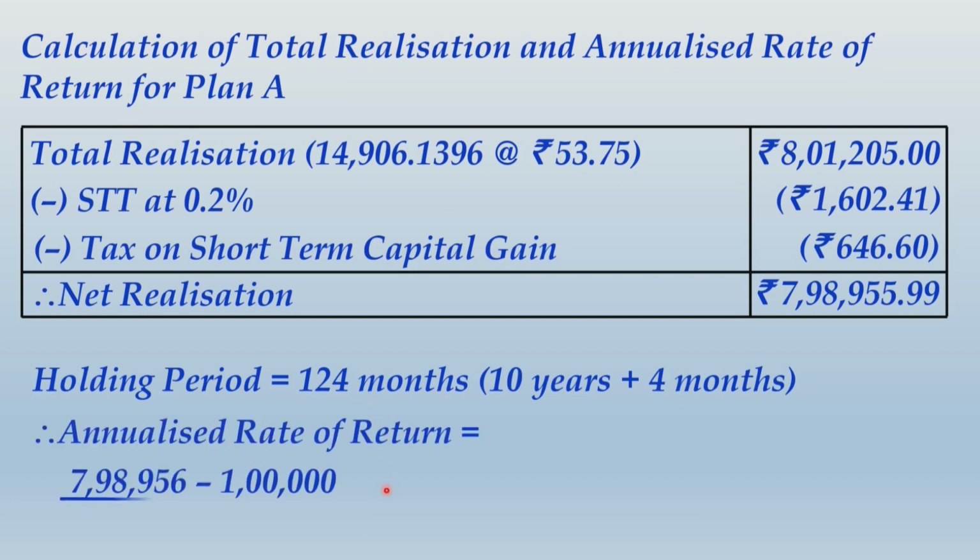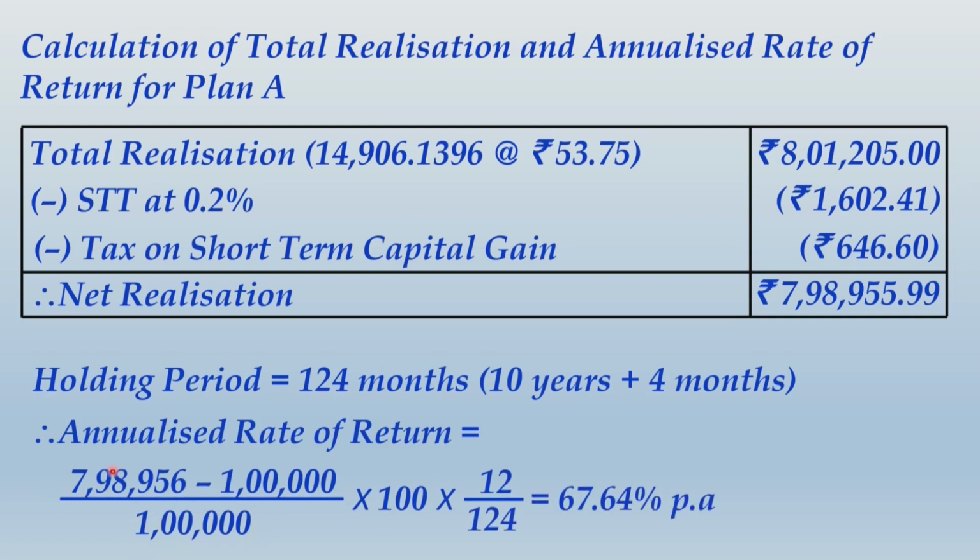Now, to compute rate of return, it's very simple thing. Original money invested by the investor was 1 lakh, and the final net realization you can see over here is 7,98,956. So you find the overall rate of return by taking 798,956 minus 1 lakh divided by 1 lakh into 100. But this will be holding period return, which is 124 months. For annualization, you multiply by 12 over 124 and your per annum return comes to 67.64%. So friends, please take note of this, and that will be end of plan A calculation.